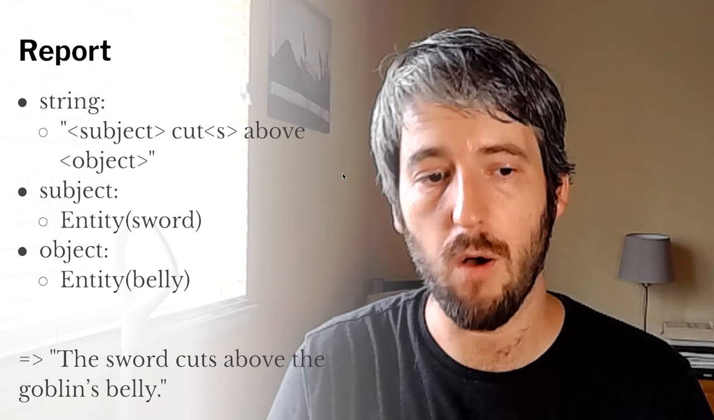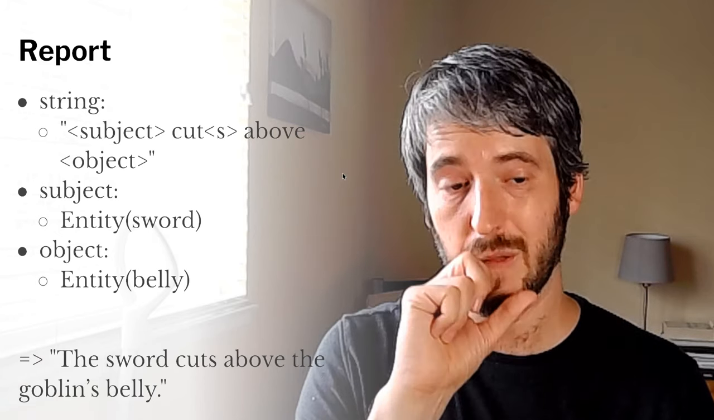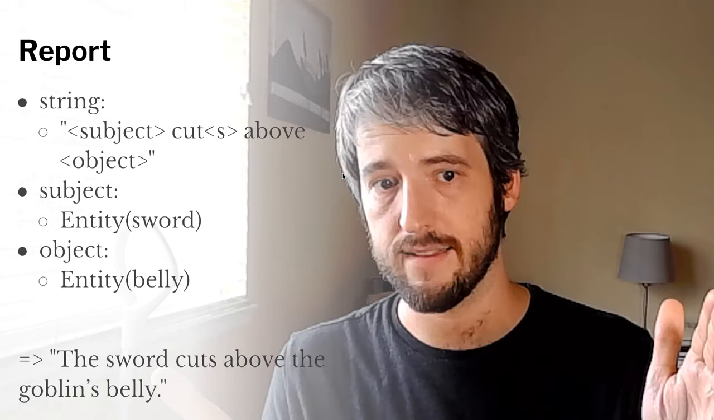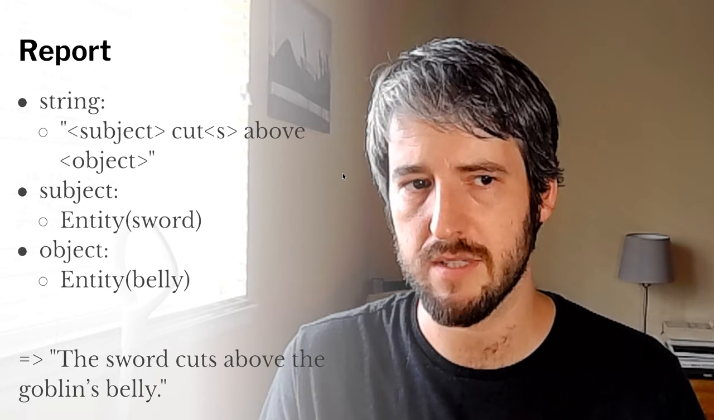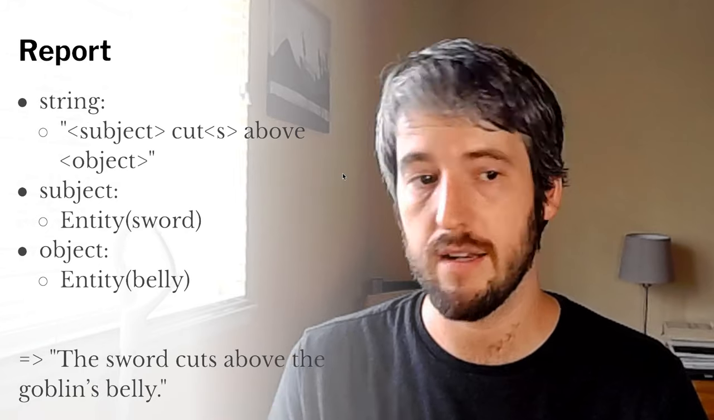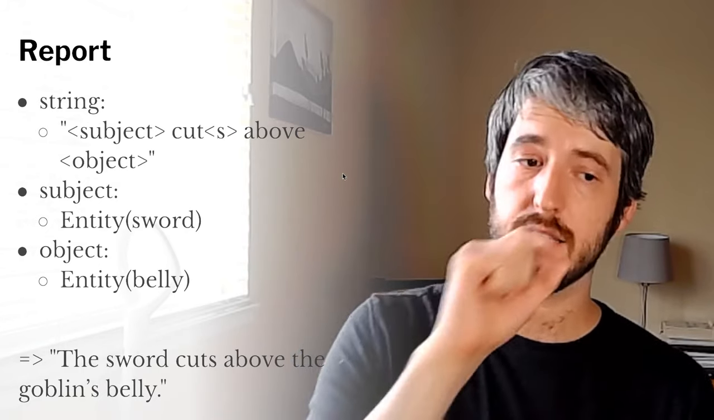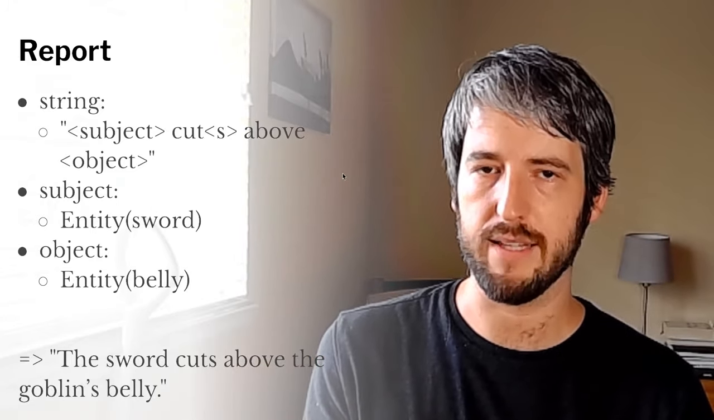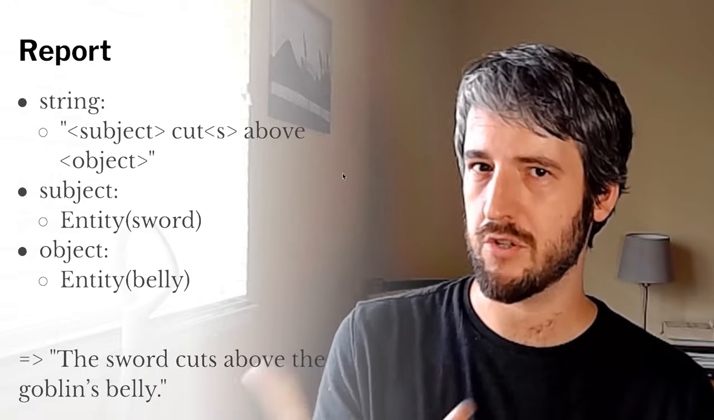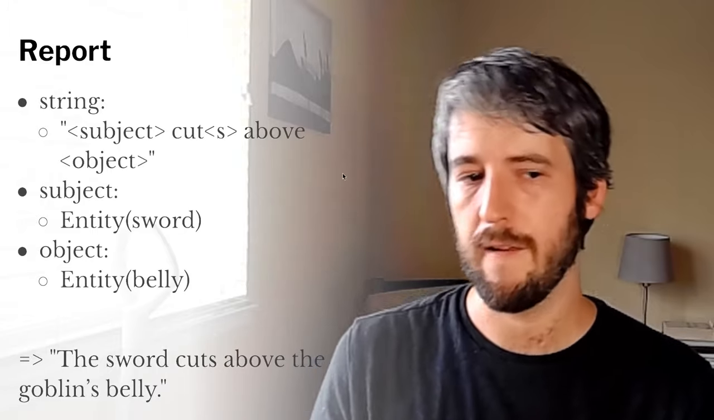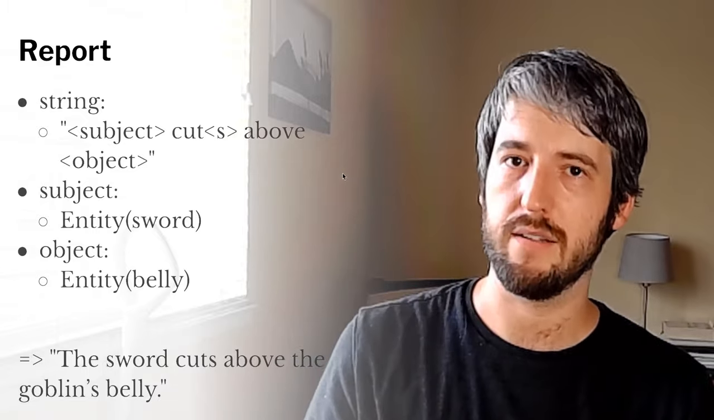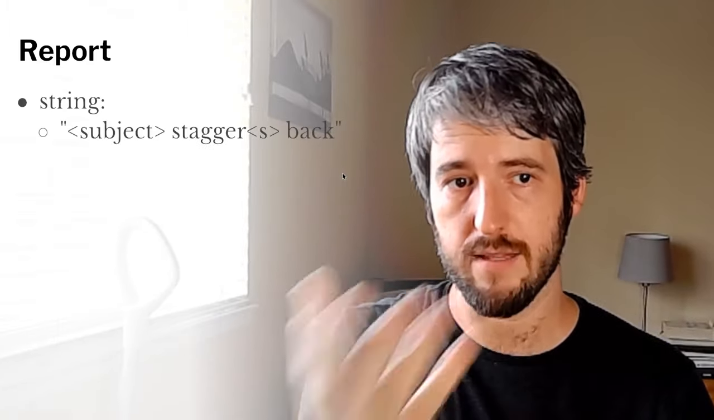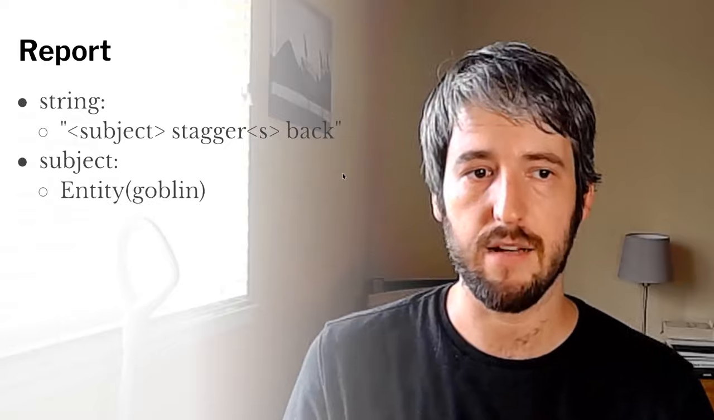Now you see that, first of all, this is a very simple storyline. The storyline is just one report, so it just creates one sentence, and then it basically substitutes the subject with the sword, and then it substitutes the object with belly. But then it sees, oh, okay, if we just have the sword cuts above the belly, that really doesn't seem natural, right? Because there can be many bellies, which belly? So it pulls in the goblin into the report.